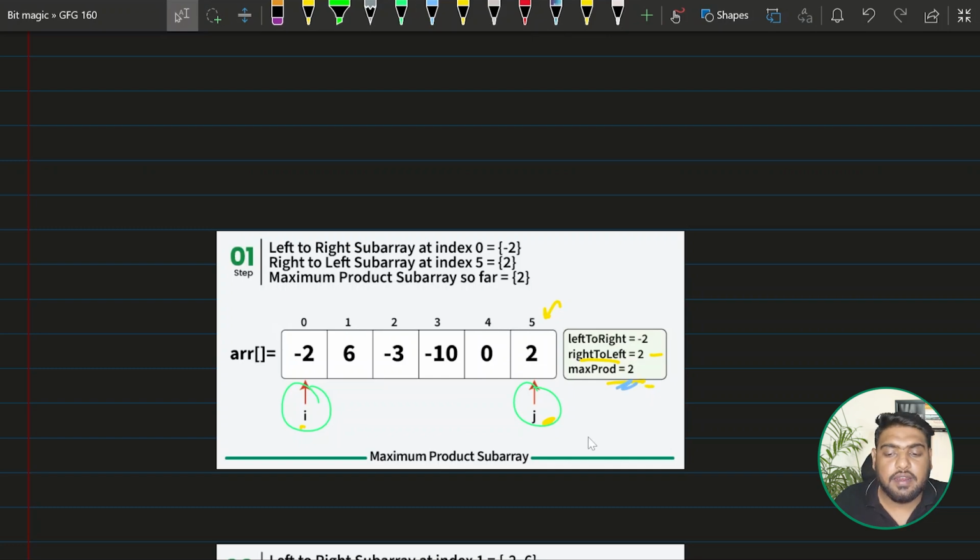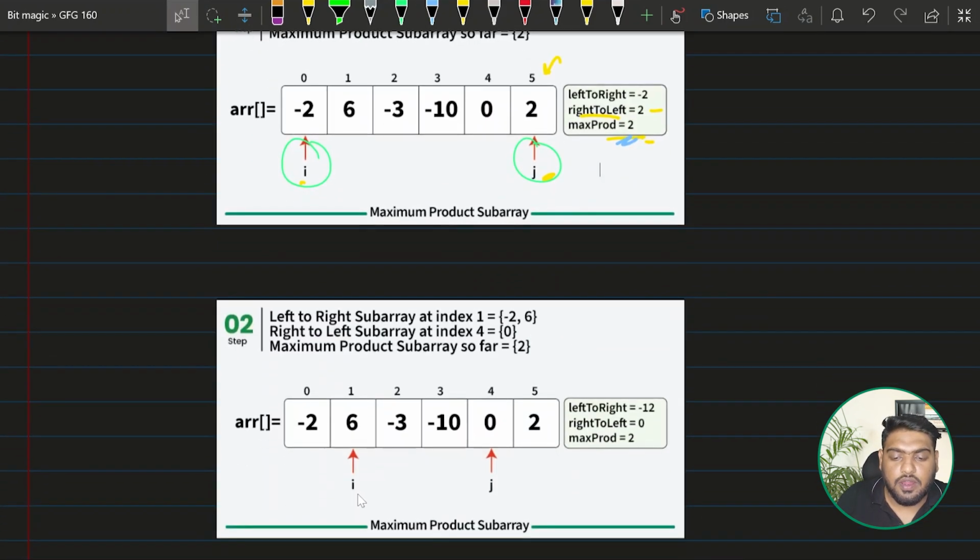Next, at the next step, when we move ahead and move both of our pointers, we encounter two values. For here, it is 6. So you try to multiply that. It would be negative 12. Left to right becomes negative 12. Once you try to include 0 here, this now would become 0. But would we consider 0 further?